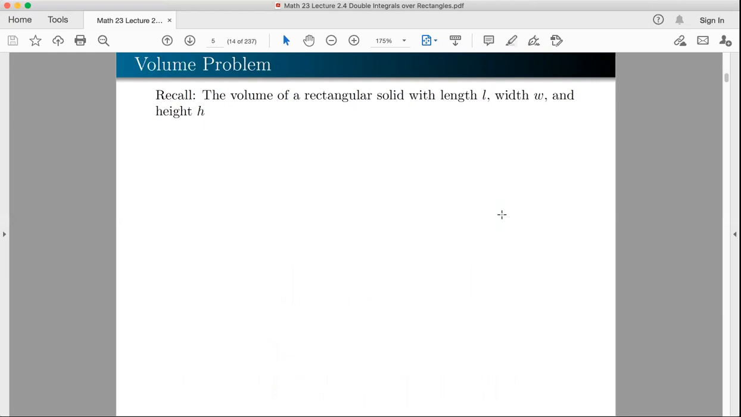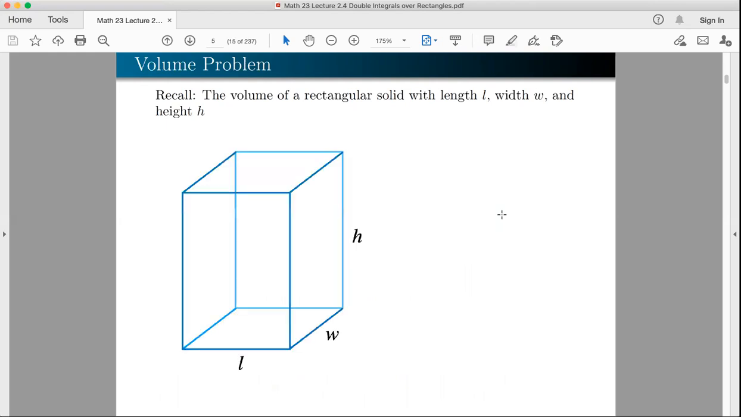Now, let's start with a very simple solid, the rectangular solid, or sometimes it is called the rectangular prism, with length L, width W, and height H. Now, what is the volume of this solid? Very easily, if you recall, the volume is given by the product of L, W, and H. Now, this rectangular prism will be our basic material in finding the volumes of solids in general.